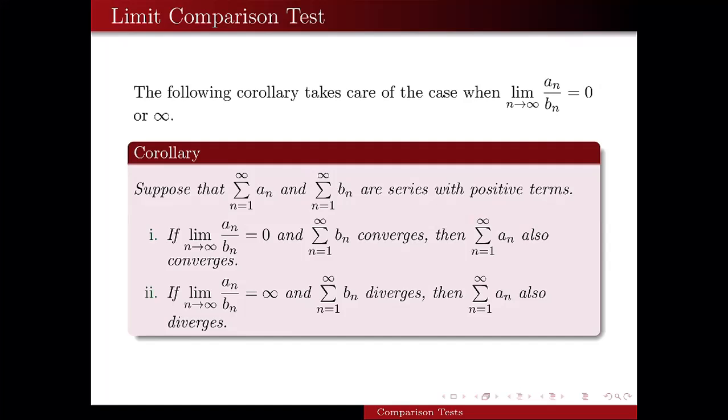If the limit of a_n over b_n is infinity, okay, and the series for the denominator diverges, then the series for the numerator also diverges. Okay? So you have the ratio a_n over b_n, and the limit is equal to plus infinity. If the series for the denominator diverges, then the series for the numerator also diverges. Okay?